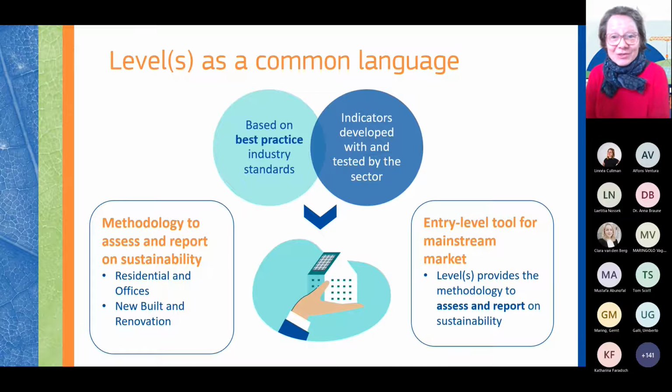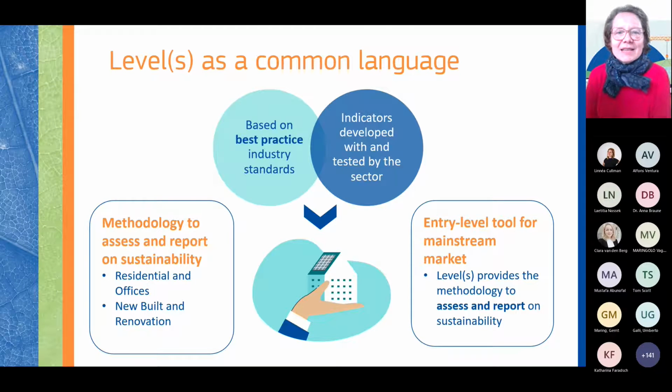Because I'm going to introduce you to levels before we get to the core of this webinar, which is then listening to different certification schemes representatives. But just to give you an overview of what levels actually is then. It is a common language, which we have been working on together with the sector to develop and to test. We worked for almost 6 years, and levels was adopted in 2020. So since then, it is out there to be used.